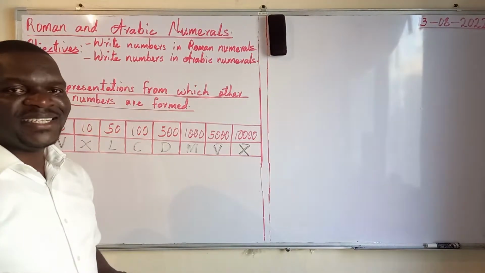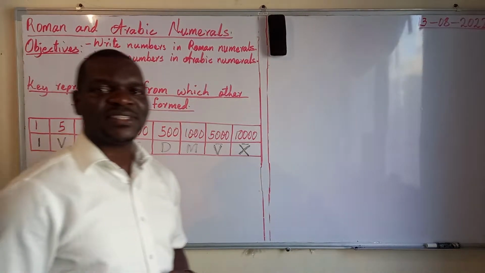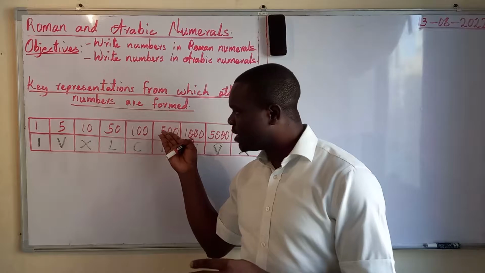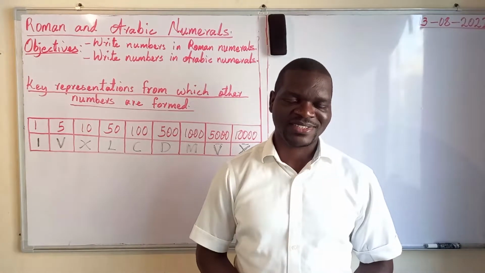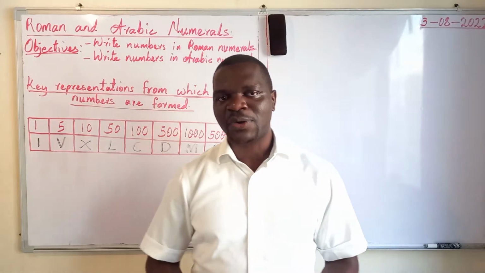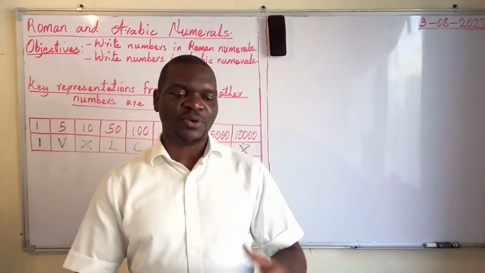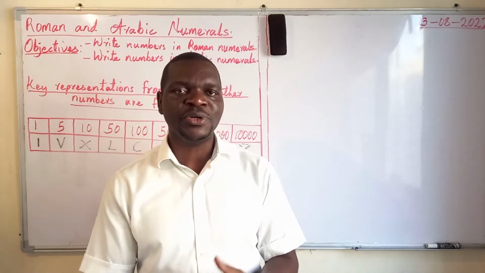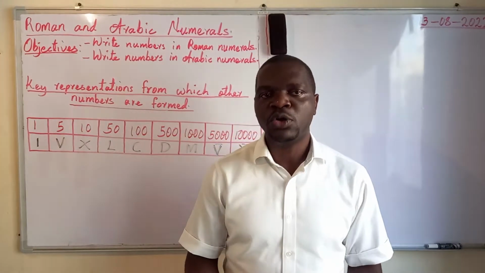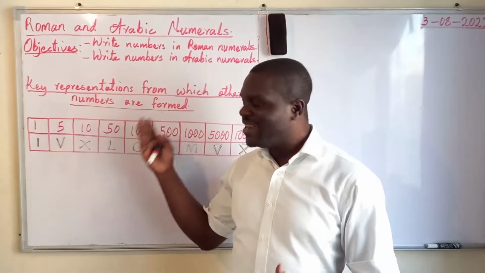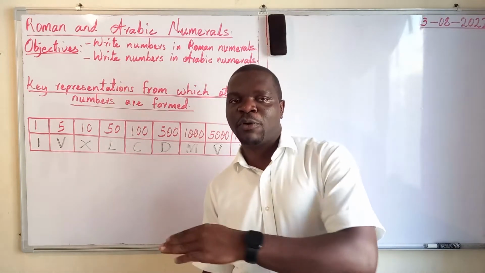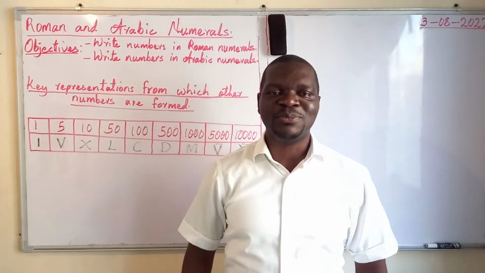With this in mind, it will be easier for us to write out any number given in Arabic numerals in Roman numerals. So let us now look at the various keys, I'll call them keys or rules or procedures, that we have to follow to be able to write out any given number in Roman numerals or from Roman to Arabic numerals.